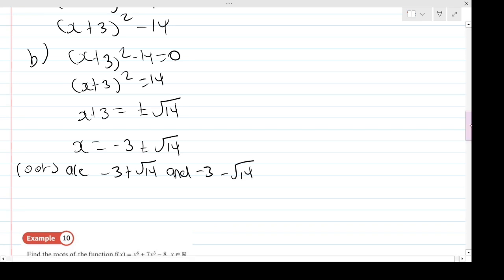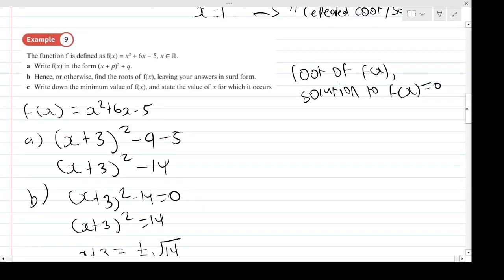So basically this whole section is all the concepts and ideas you knew before. There's nothing really new, but it's the language you need to get used to, right? So here you need to recognize a root is the solution when you solve the equation equal to 0. But for part C, write down the minimum value of f of x and state the value of x at which it occurs.